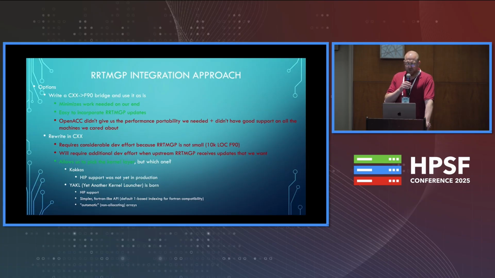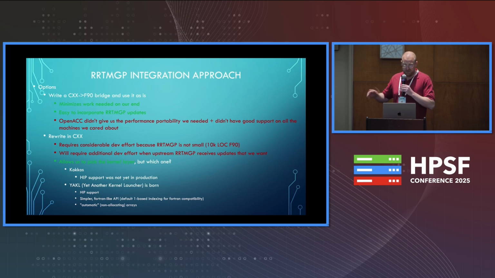So first, you can write a C to Fortran bridge and just use it as it is. That minimizes the work, obviously, on our end. And obviously, we can just pull in their changes and use them right away. The problem, which I'm sure many of you know, is that OpenACC does not necessarily give you the performance portability that you need. And so we opted for a rewrite in C++.